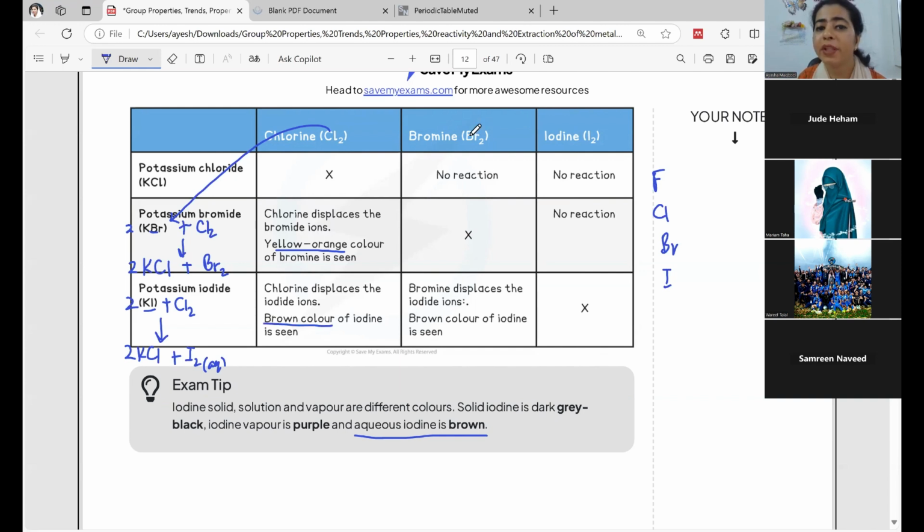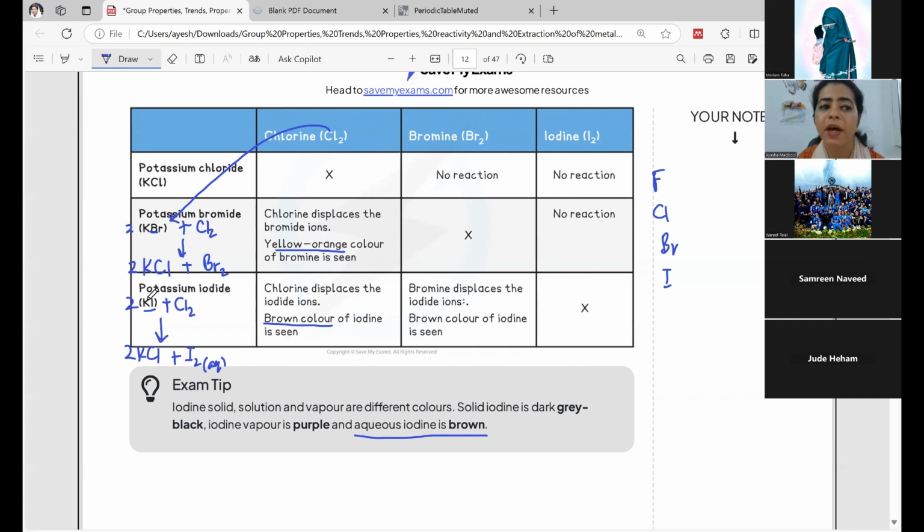Okay. In the same way, bromine can come and it can also replace the iodine. And the same way we will have 2 KBr and I2 as the product here. So again, we can see the brown color of iodine. Then iodine, no replacement. It's the same thing. Okay. Yes, Mariam.